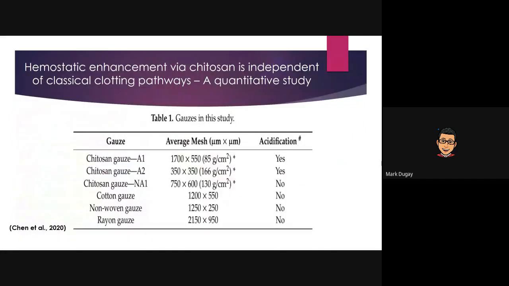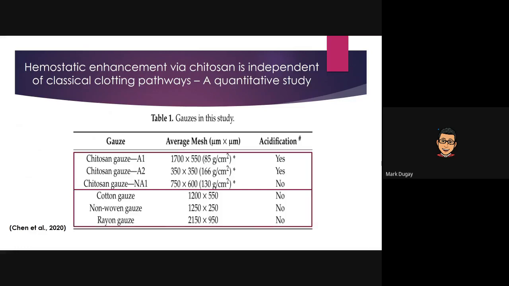Table 1 shows the different gauzes used in this study. The experimental groups were the chitosan gauzes with acidification, A1 and A2, and without acidification, or the NA1. The control groups were the conventional medical cotton gauzes, which include cotton, non-woven, and rayon without acidification.